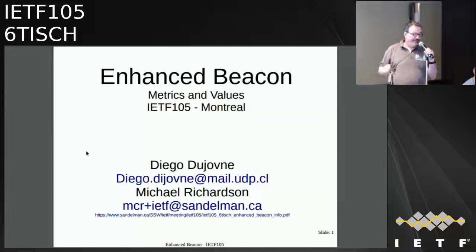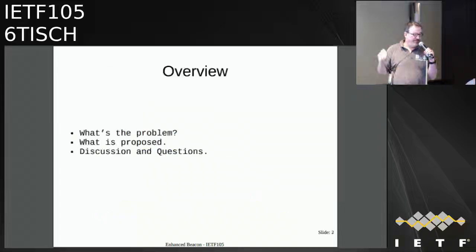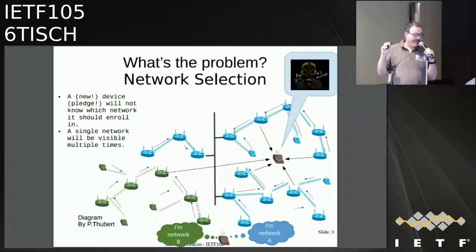Enhanced beacon. Okay, so what's the problem? What is proposed? What we're doing? A problem from some time ago is you have a new device and they would like to do a couple of things. First of all, they would like to find the network. They get beacons to do that. They would like to know if they have found the correct network, or rather, if they have found the diversity of networks that they wish to find, and they get beacons from different places and they don't really know where they belong.